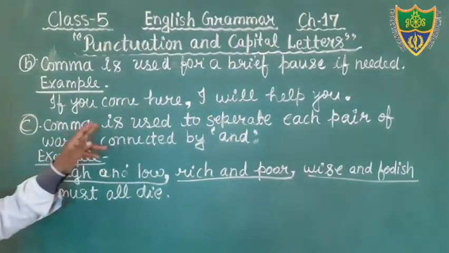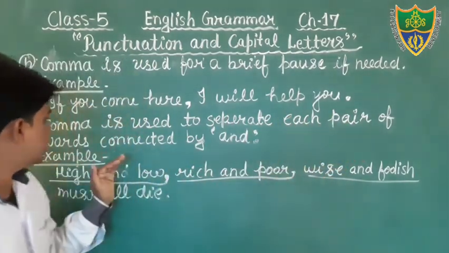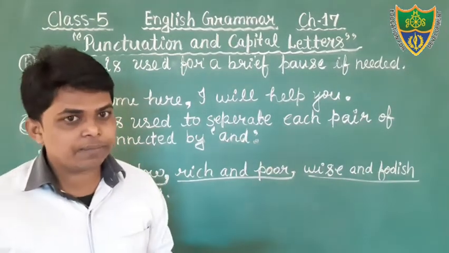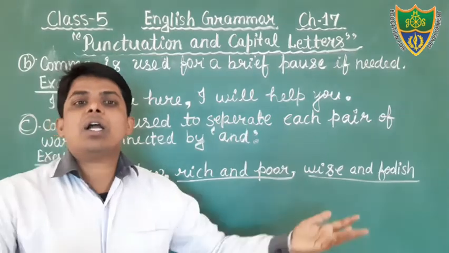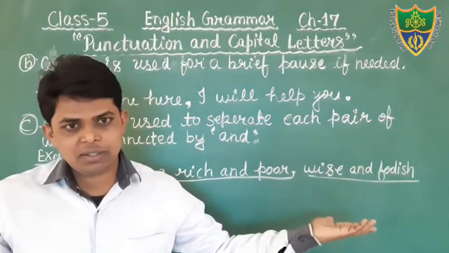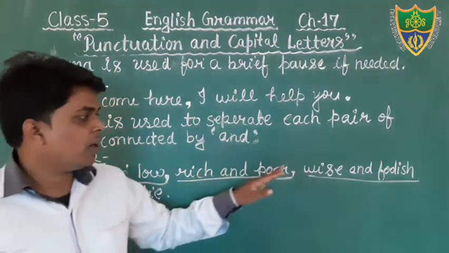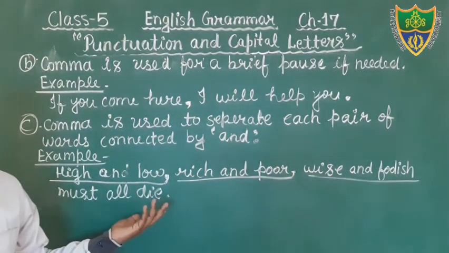And another thing, comma is also used to separate each pair of words connected with 'and'. For example, mother and father, brother and sister, uncle and aunt are going to market. Like this, you can see high and low, rich and poor, wise and foolish. Okay, students.